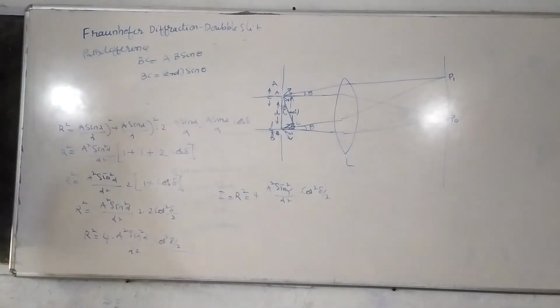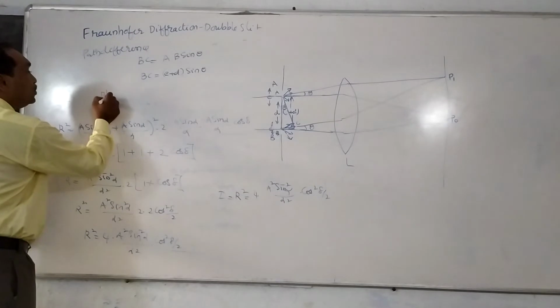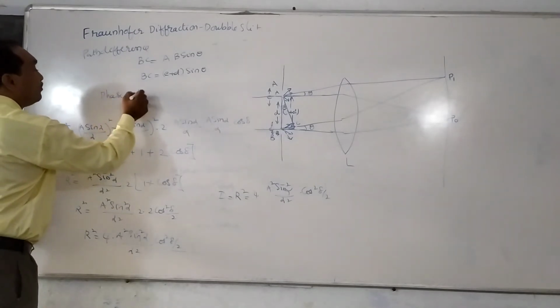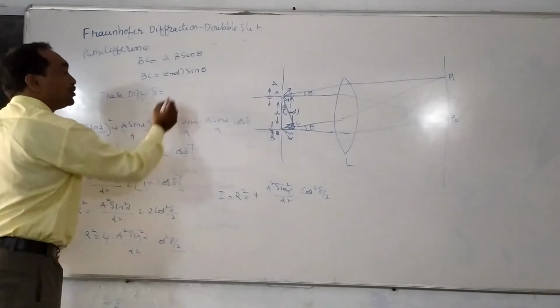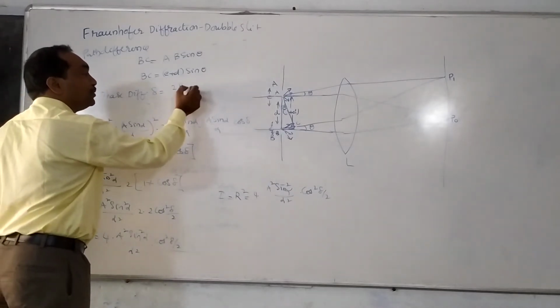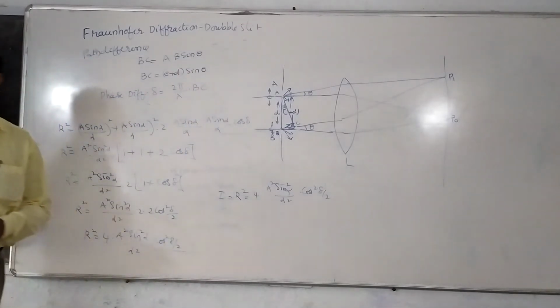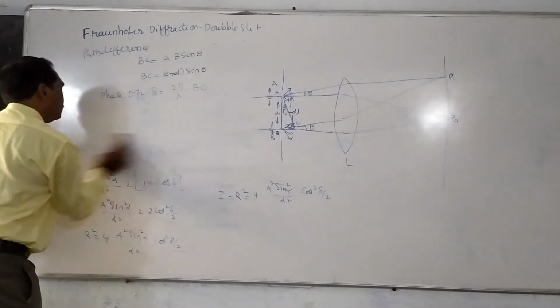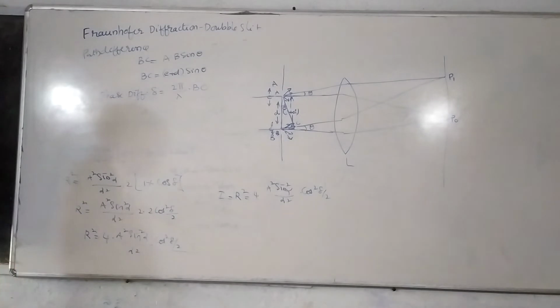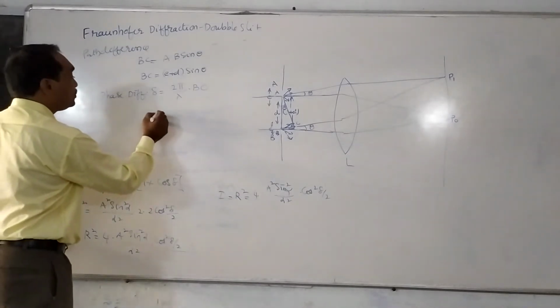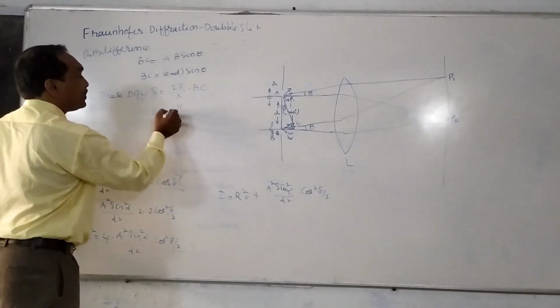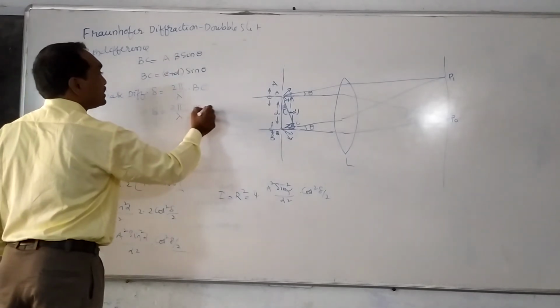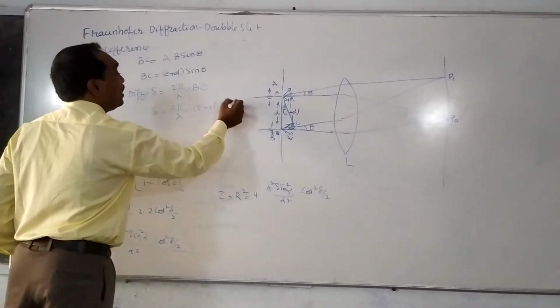But what we require is the phase difference. Already told you in the previous class that the phase difference, that is delta, is equal to 2 pi by lambda into the path difference. Am I right? Now delta is equal to 2 pi by lambda into e plus d into sin theta.